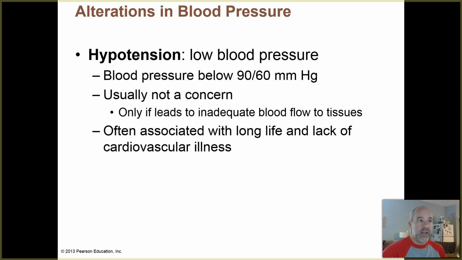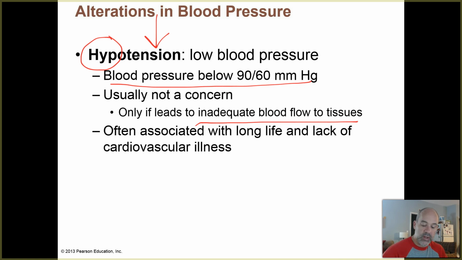Okay, hypotension is the other way around. Hypo means too low. And so a patient has hypotension if their blood pressure on a typical basis is below 90/60. This is generally not a concern, but if it falls much below that, it could lead to inadequate blood flow to your tissues. So if major organs are not getting an adequate supply of oxygen, gas, and nutrients, they're going to quit functioning, and that's not a good thing.